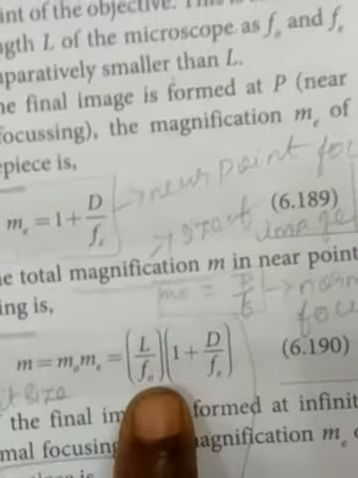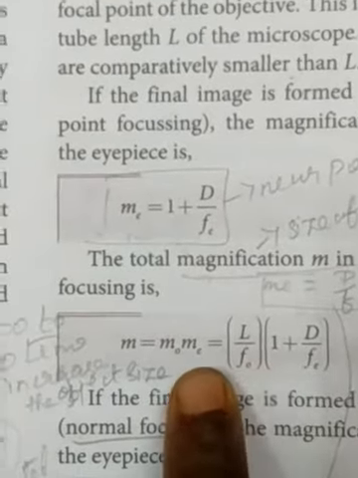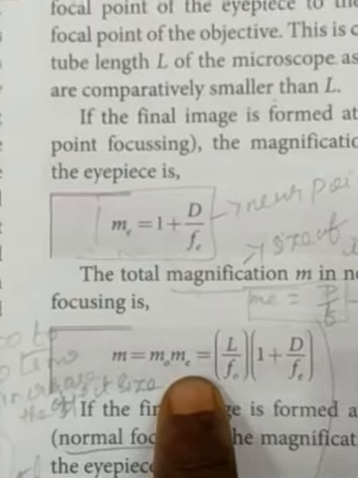So M naught equals L by F naught. That value we have to substitute here, L by F naught. And the ME value we have already found out for a simple microscope: ME equals 1 plus D by FE. So that value we have to substitute.